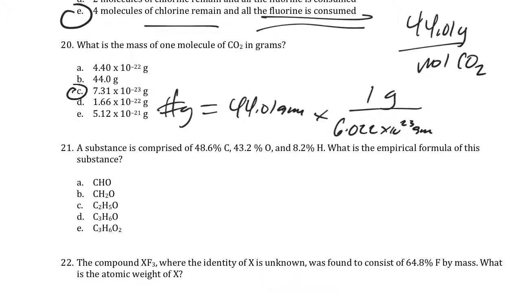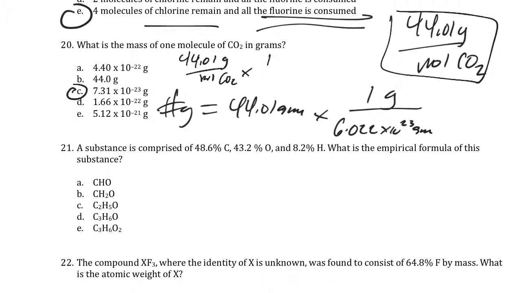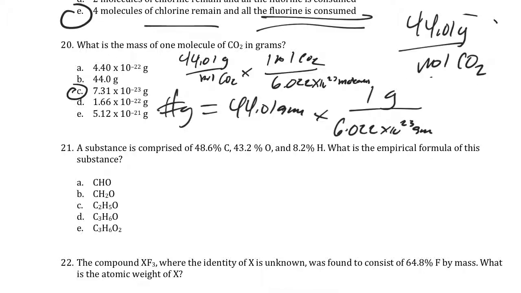Now, if you chose to start with 44.01 grams per mole, this would still work. What you'd have to do is just say that 1 mole of CO2 contains an Avogadro's number of molecules, and then from there, multiply by 1 molecule for the mass of just 1 molecule. So it's the same arithmetic that we just did, and you arrive at the same answer, C.